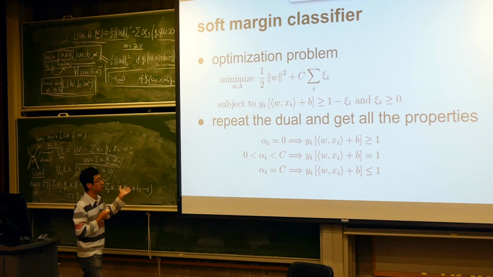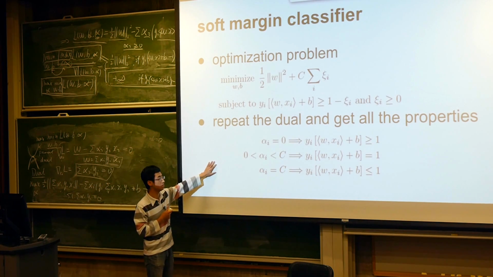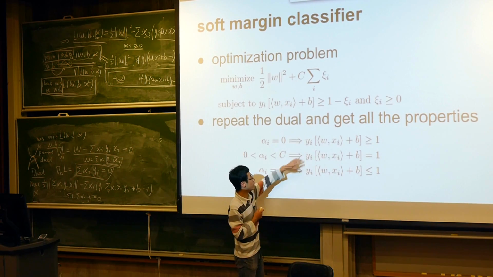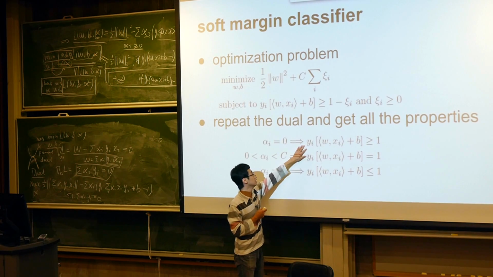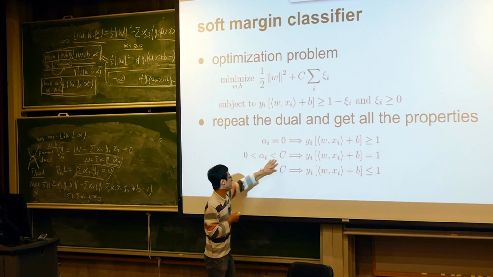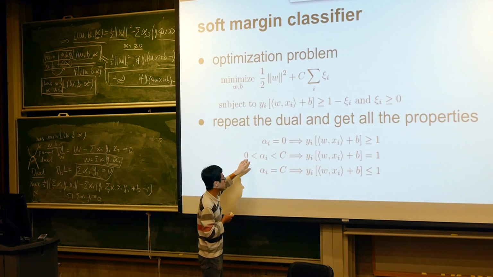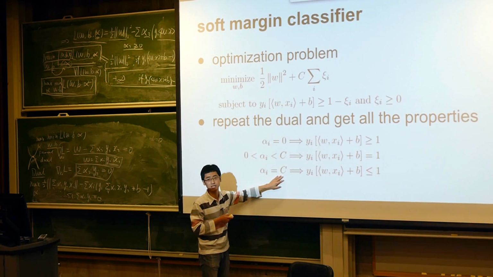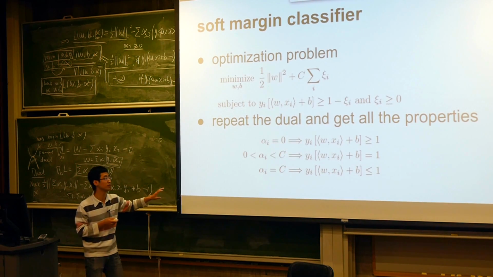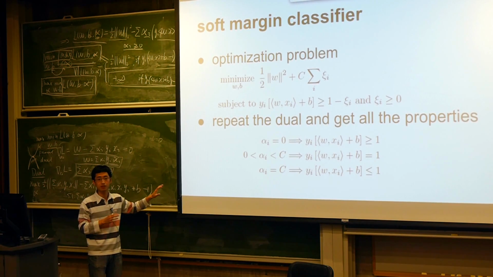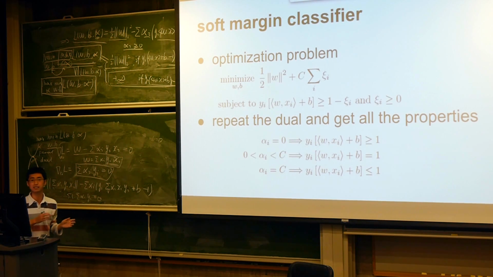And we can repeat the original process, and we can get similar properties, which means that if the points are correctly classified, then the weight is 0. If they are on the boundary, then the weight is between 0 and C. If they are not correctly classified, then the weight is C. This is the intuition we get by exploring the combination of the primal problem and the dual problem, and we get some insights here. And this is why we want to do that before.